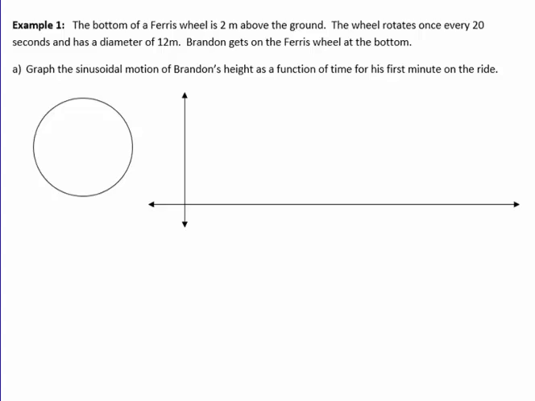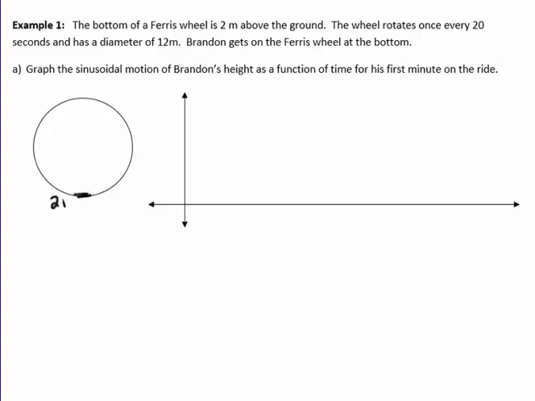Typical example, Ferris wheel. The bottom of a Ferris wheel is 2 meters above the ground. The wheel rotates once every 20 seconds and it has a diameter of 12 meters. Brandon gets on the Ferris wheel at the bottom. Here's our motion, and we have a Ferris wheel, and we're going to try and transfer this data onto a graph. So the first thing we need to know is that the Ferris wheel is 2 meters above the ground.